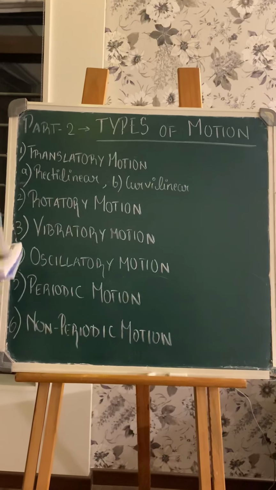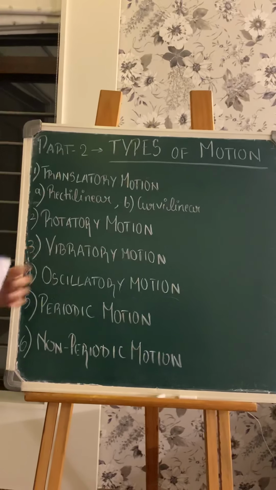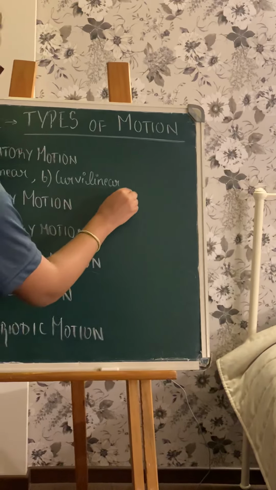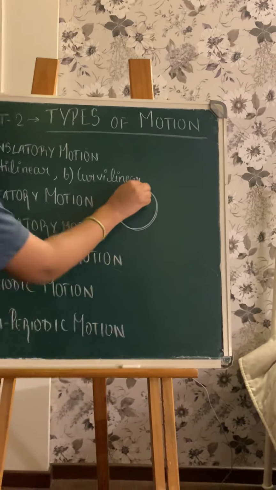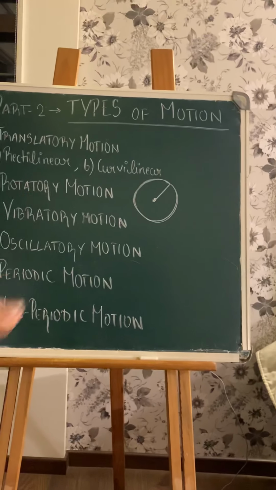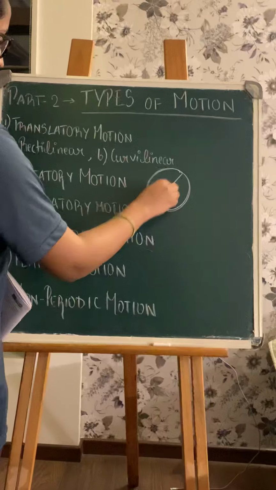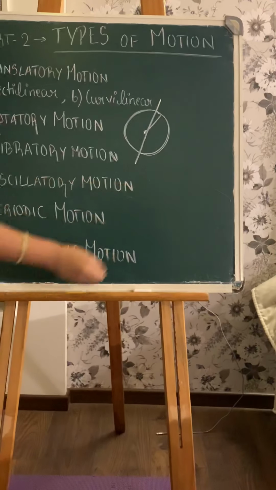Rotatory motion is when the body moves around a fixed point. So this is your fixed point, and when the body moves around the fixed point, it's called rotatory motion or rotational motion. This can also be called circular motion. The line which passes through the fixed point is called the axis of rotation.